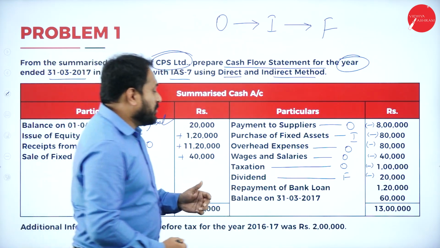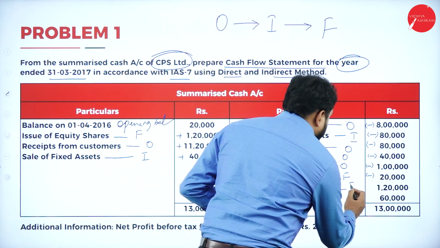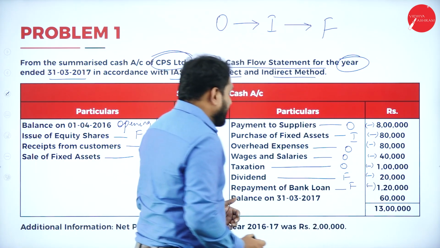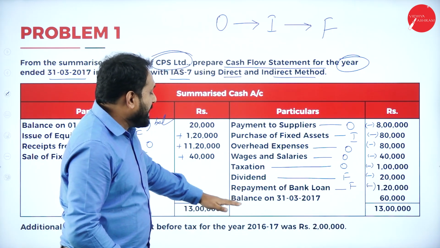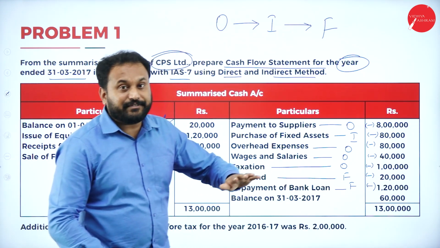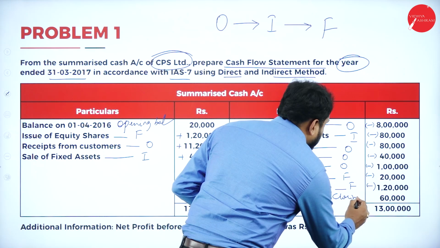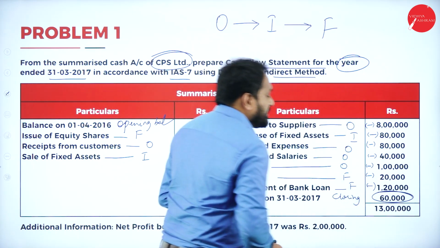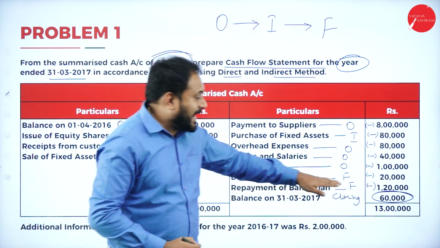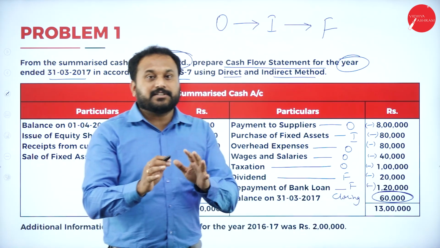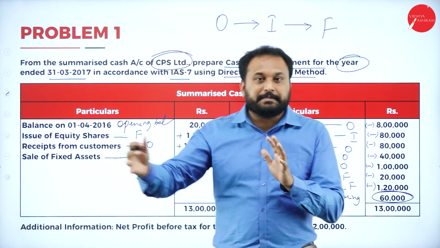Repayment of bank loan. Again it is finance. Again subtract this. Next, the last one is balance on 31st/3/2017. Now this becomes my closing. So the answer should be how much? 60,000. If I get the answer 60,000, my answer is correct. If I get something else, my answer is wrong.